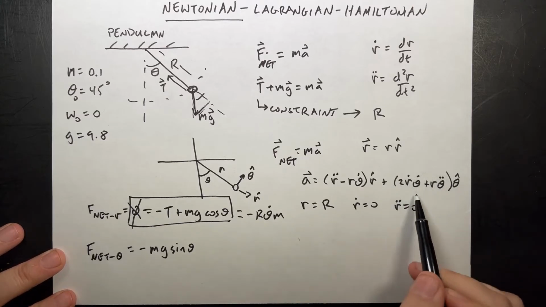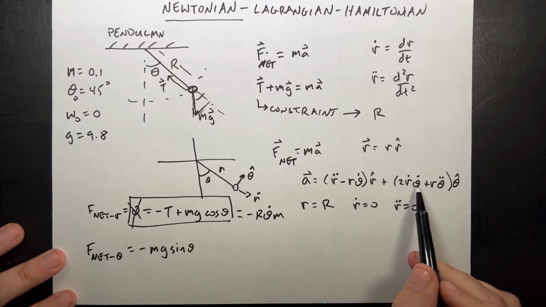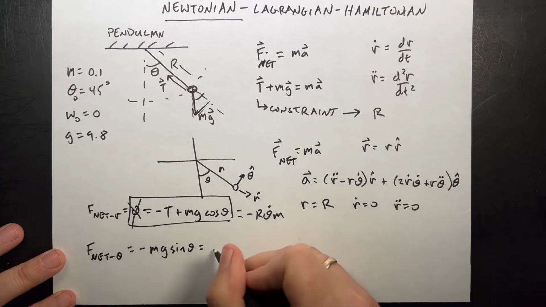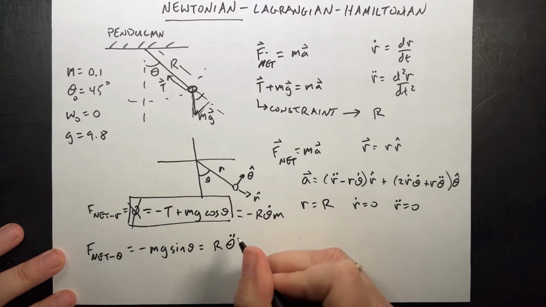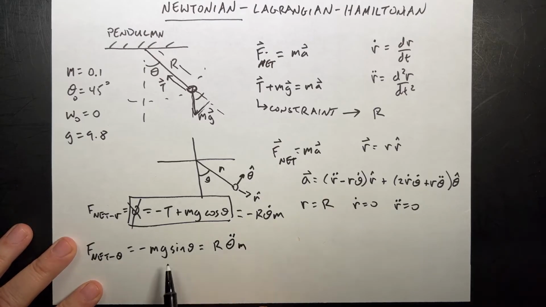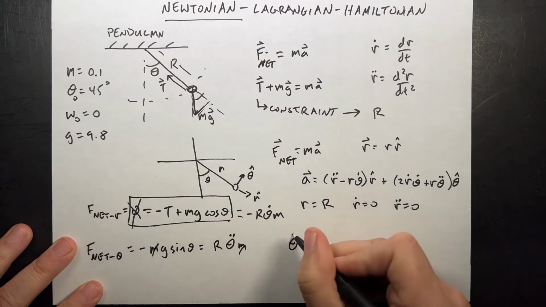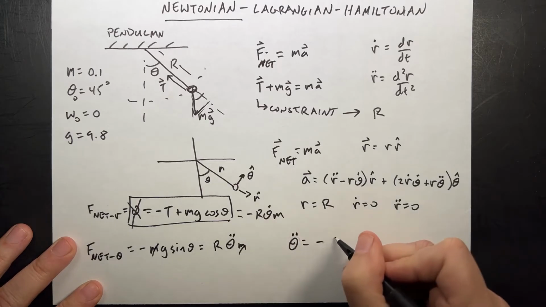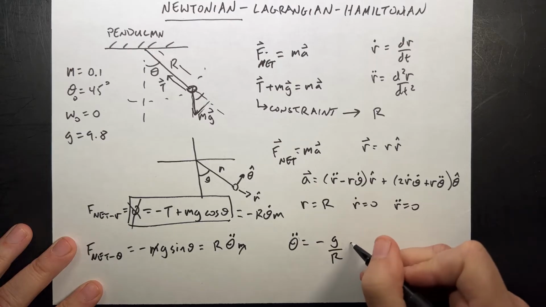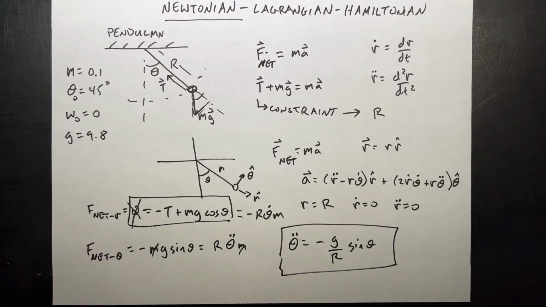Okay, so we're over here. This is my theta hat, my theta direction component. I have r dot, which is 0, so that term goes away. So this is going to be equal to r theta double dot. So let's multiply by m, because that's mass times acceleration. This is the force, mass times acceleration. Of course, the mass cancels. I can solve this for theta double dot, and I get negative g over r sine theta. So now I have a differential equation that I would need to solve in order to find the equation of motion. So let's go ahead and do that.